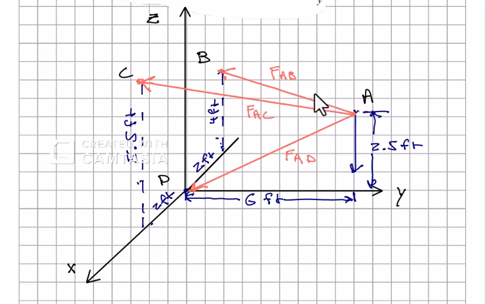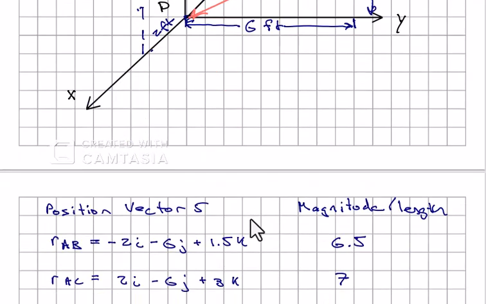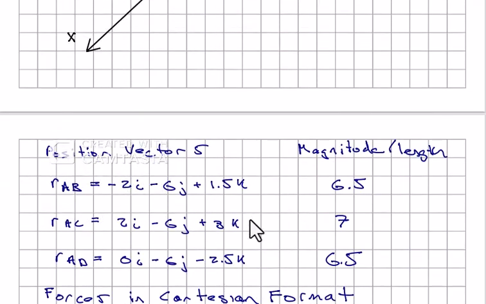So go ahead and pause the video and write out all the position vectors for A to B, A to C, and A to D. All right, so this is the result of these position vectors, okay? These are all in feet. And also I have calculated the magnitude or the lengths of all these using Pythagorean theorem. The next step is then to express the forces in Cartesian format.